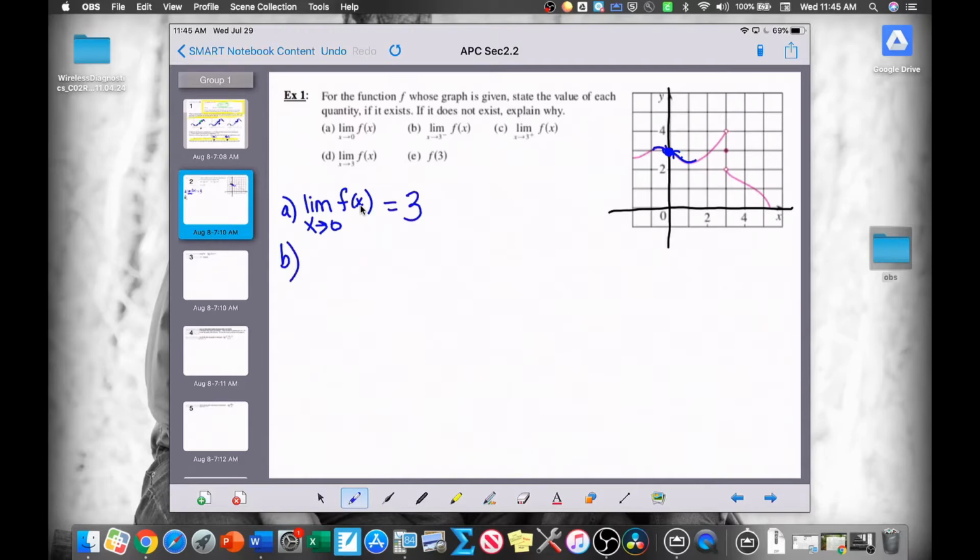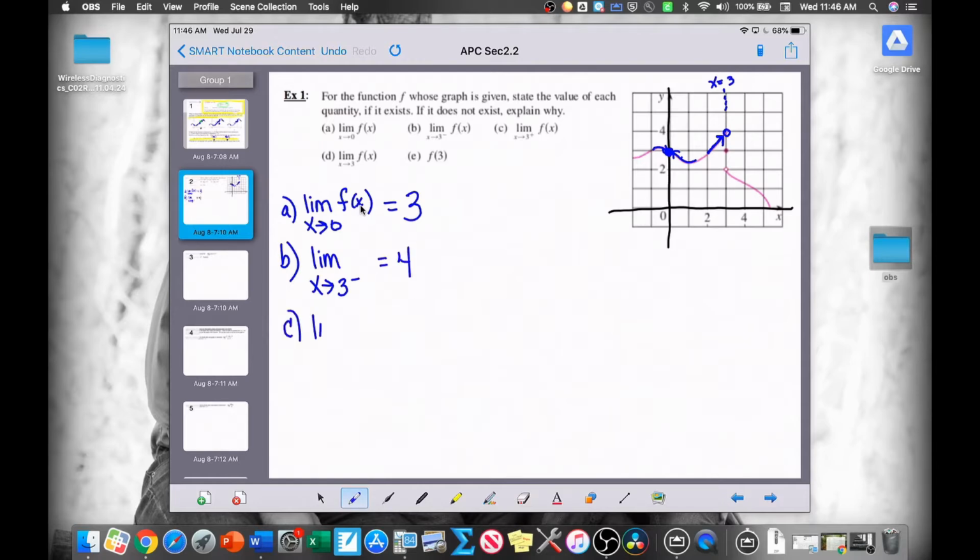For B, they want us to do the limit as x approaches 3 from the left. So here's x equals 3, right here, right? That's the line x equals 3. So as x approaches 3 from the left, there's a hole there, that's okay. As x is approaching 3 from the left, the value of the function is approaching positive 4.